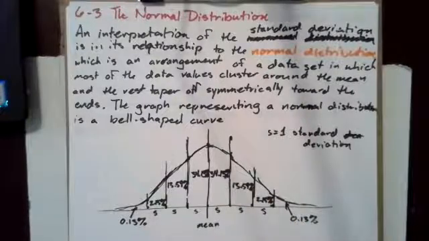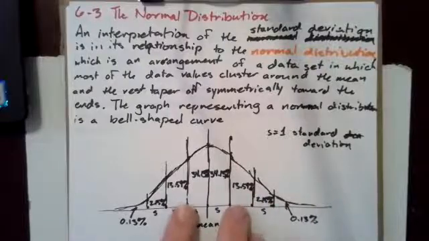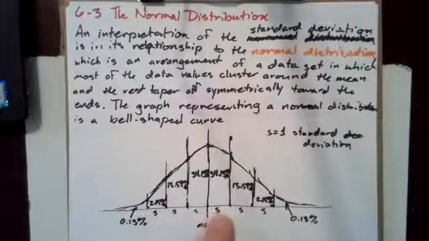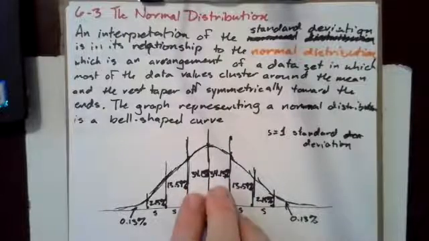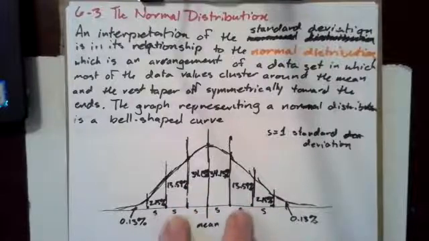Here, S represents one standard deviation. So we have one standard deviation between each of these lines here. And we can see that in these two regions closest to the mean, we have about 34.13% of all of the data values.